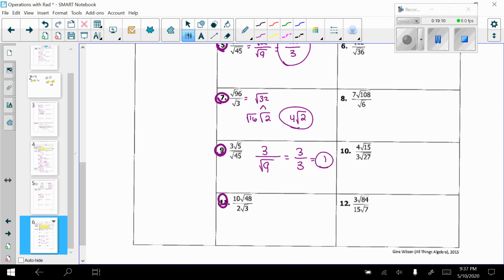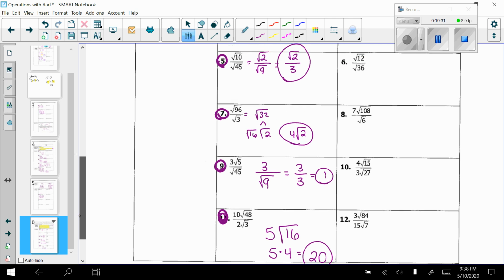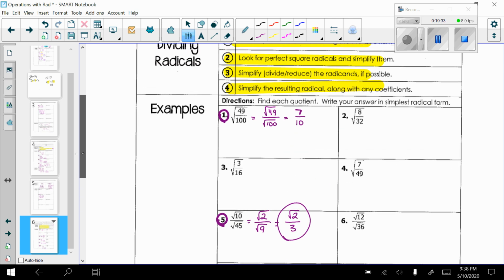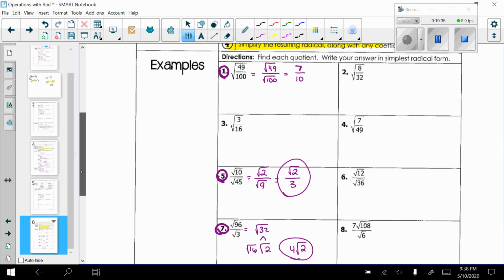Okay, and then one more to show you the difference. So outsides can be simplified together, and the insides can be simplified together. So you could end up with a nice even 20. Okay, so that's kind of a lot, but you can go back and watch this, pause it where you need to so you can work on the notes.